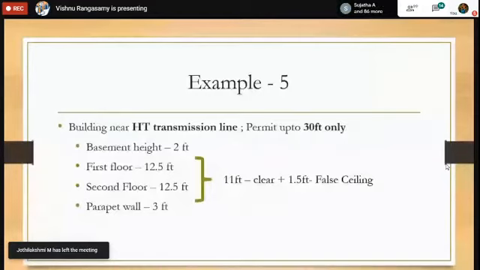So what is the solution for this kind of problem? We will be dealing with it in the next slide. So the main problem with this example 5 is that you cannot have the beams. If you have the beams, the space between the floor and the roof gets reduced. You cannot do a false ceiling or any other electrical items. So that is the main problem.